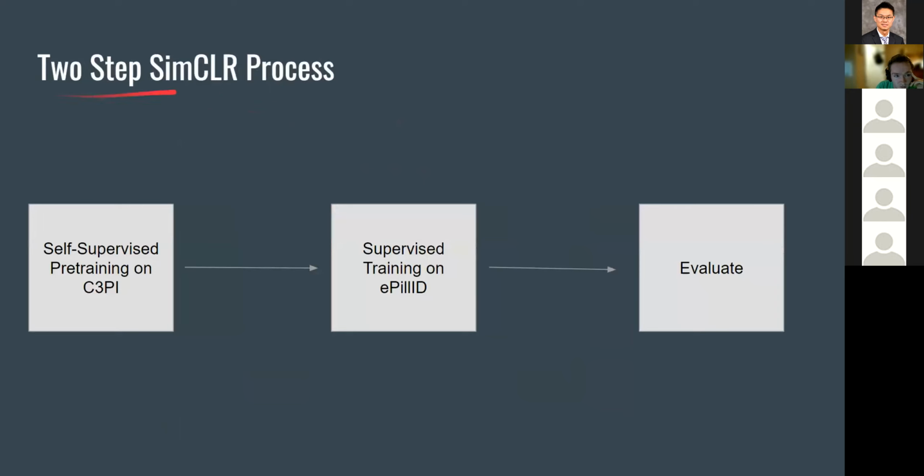And then this will break out into a two-step process for me. First, I'll do a large self-supervised pre-training on C3PI, and this is the synthetic data set that I'm generating with the fancy textured backgrounds. Then I'll do a fine-tuned or supervised training on ePillID. This will still be using SimCLR or something very close to it, but this will be using the actual data for the benchmark. And then of course, there's an evaluation step.